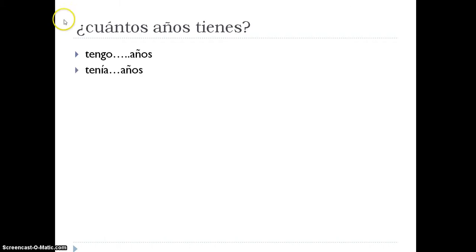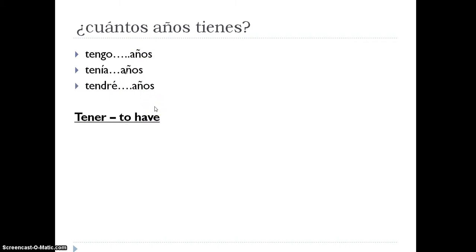Then we could vary a little bit. Tenía, I used to be or I was so many años. Tenía, so last year, for example, I was. Or if we're talking about the future, tendré, I will be, so many years. So remember, this is the verb to have. I have so many years, I had so many years, I will have so many years, literally. But in English, we translate it as I am, I was, and I will be, for years only.